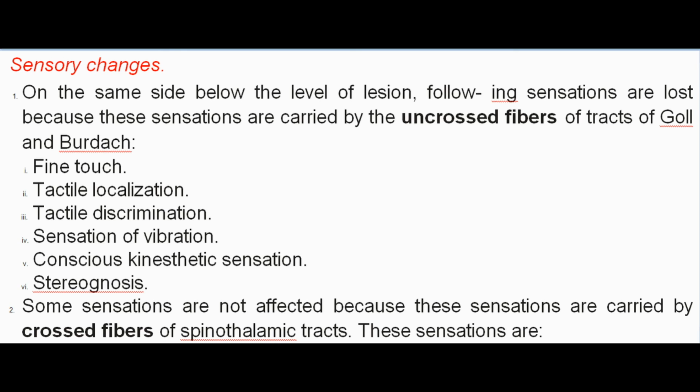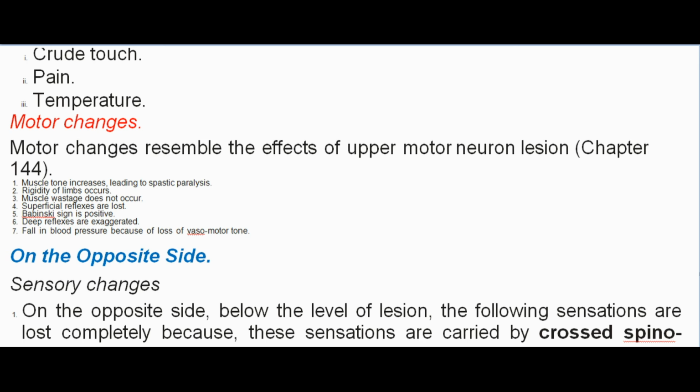Tactile localization. Tactile discrimination. Sensation of vibration. Conscious kinesthetic sensation. Stereognosis. Some sensations are not affected because these sensations are carried by crossed fibers of spinothalamic tracts. These sensations are: crude touch, pain, temperature.